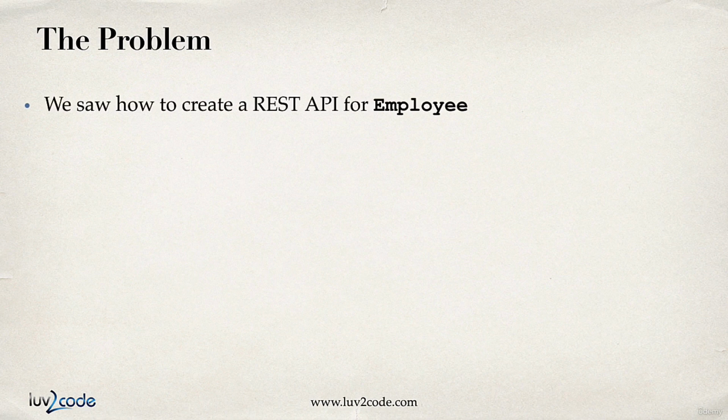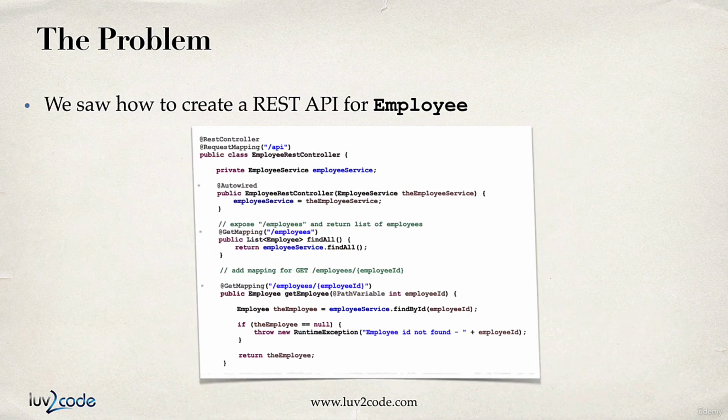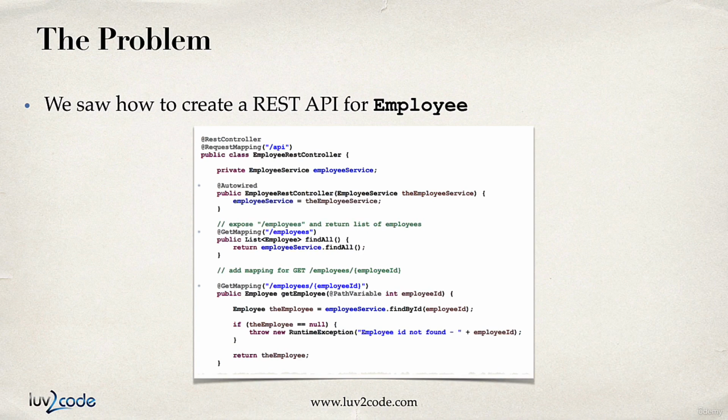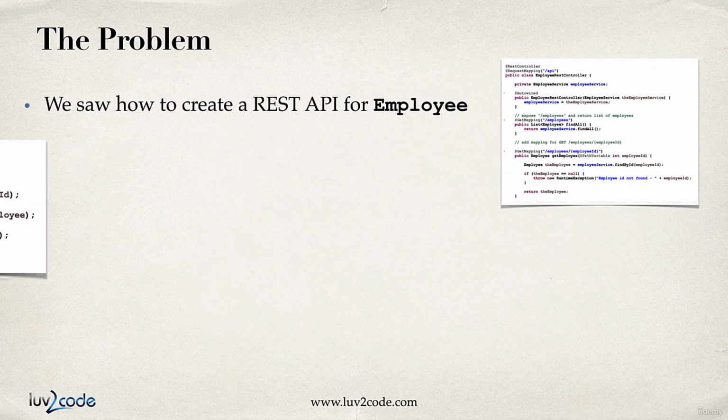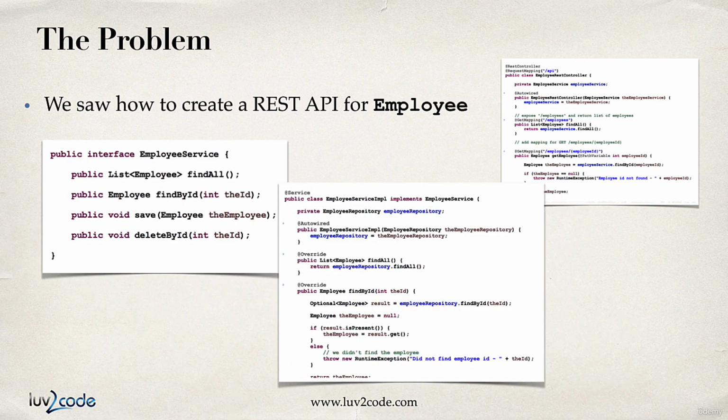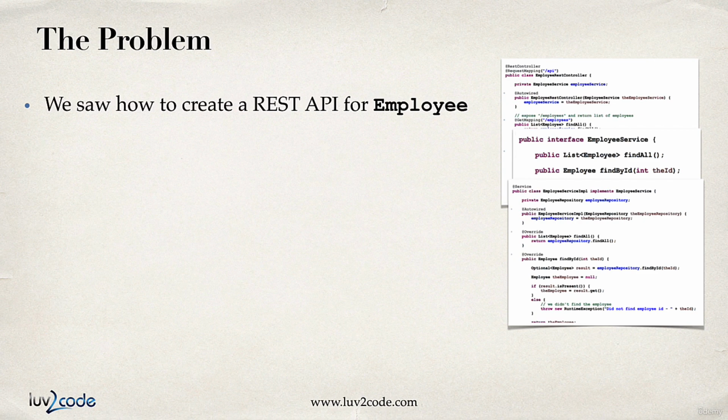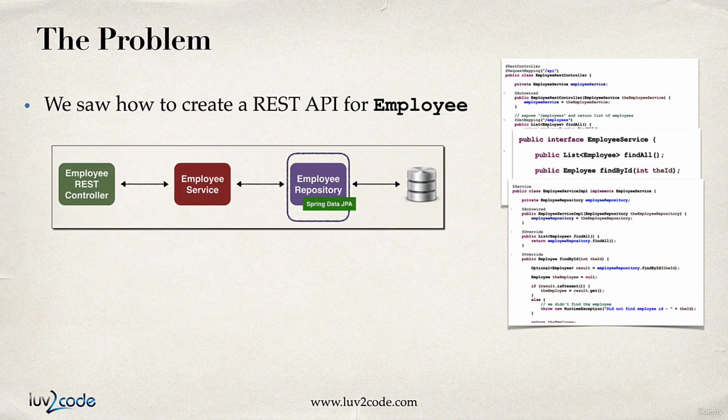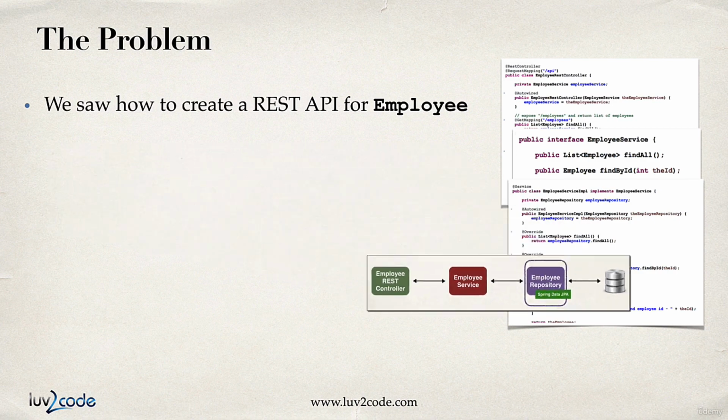We saw that to create a REST API for employee, we would set up our employee REST controller, inject a service, set up the get mappings, post mappings, and so on. We'd set up our service interface, our service implementation. And then we also had our application architecture. We had our REST controller, our service, our repository, and that worked fine and all.